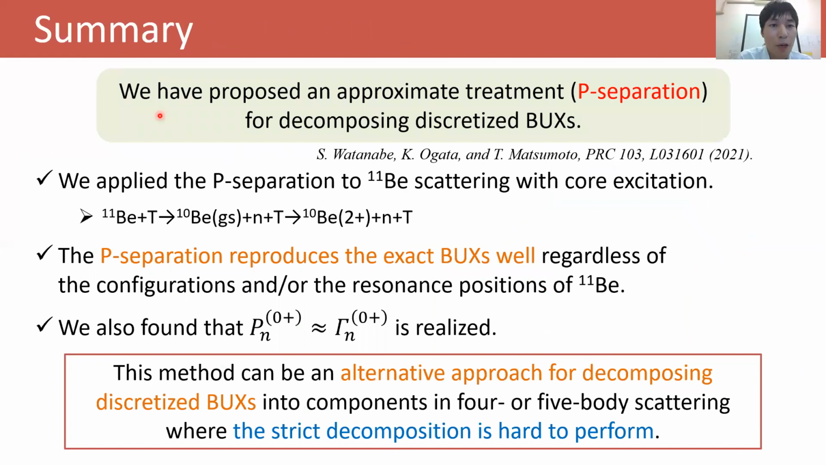So in summary, we have proposed an approximate treatment, P-separation, for decomposing discretized breakup cross-sections. We applied the P-separation to beryllium-11 scattering with core excitation because these two channels coexist. The P-separation reproduces the exact breakup cross-section well, regardless of the configurations and the resonant position of beryllium-11. We also found that this relation is realized. So our conclusion is that this method can be an alternative approach for decomposing discretized breakup cross-sections into components in 4 or 5-body scattering, where the strict decomposition is hard to perform.